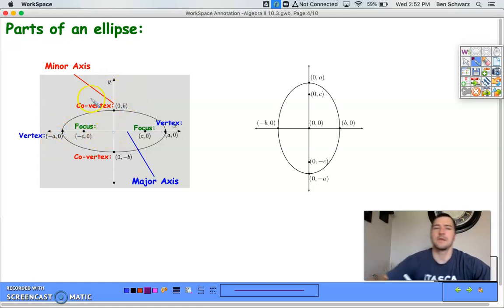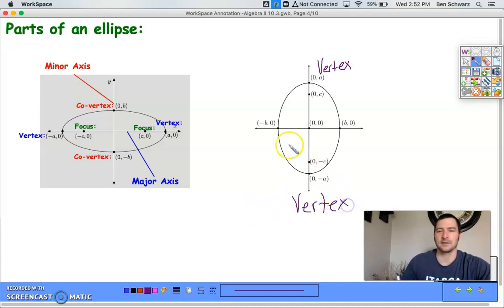Okay, so this is what we call a horizontal ellipse. Here we have a vertical one. So in this case, your vertices are actually at the top and bottom. Again, the vertices are the farthest from the center. Obviously your center is here. B's would be the covertices. Same thing here.